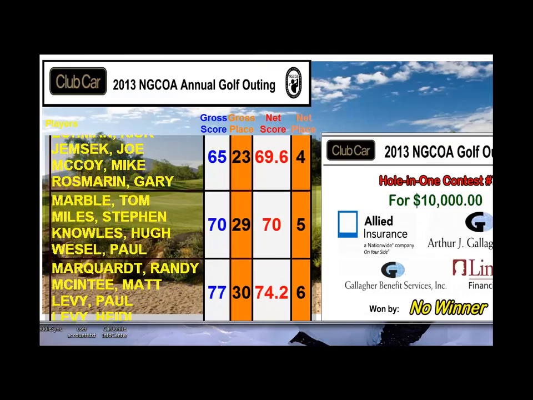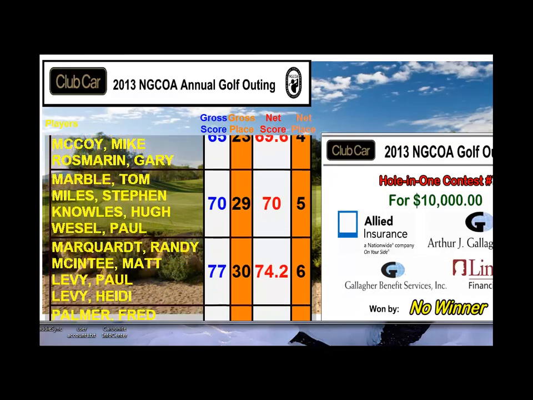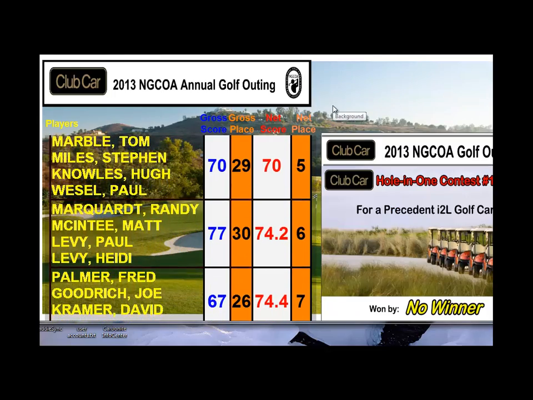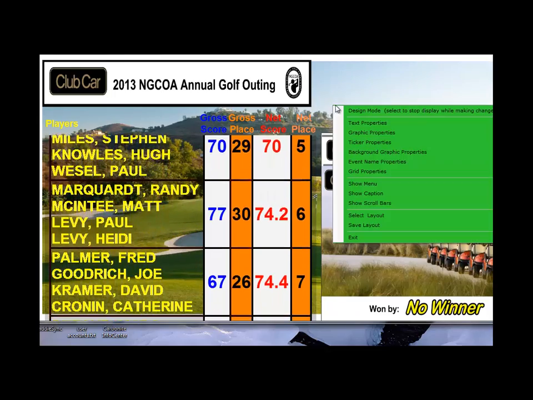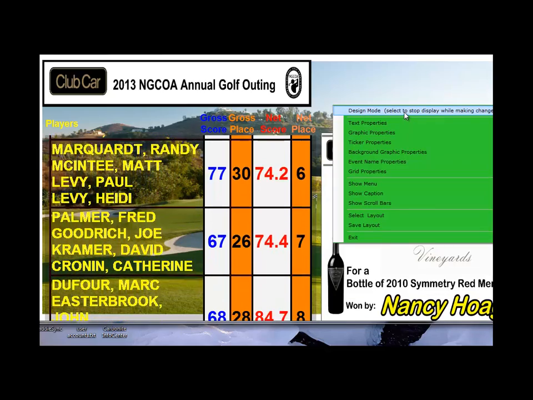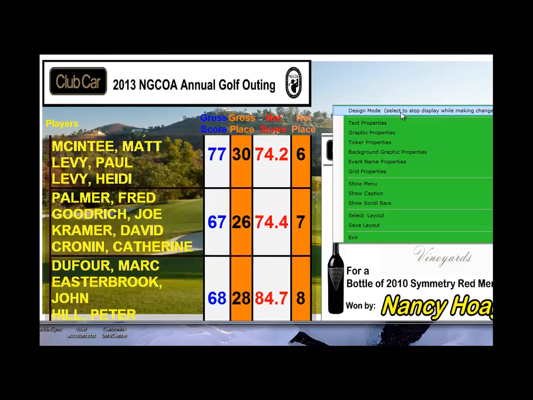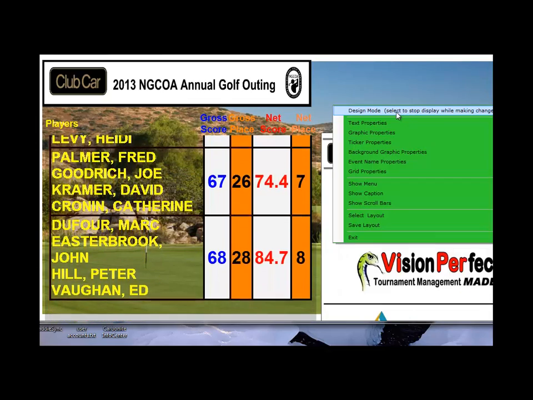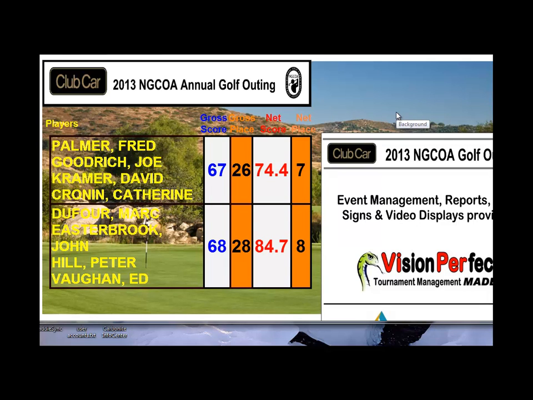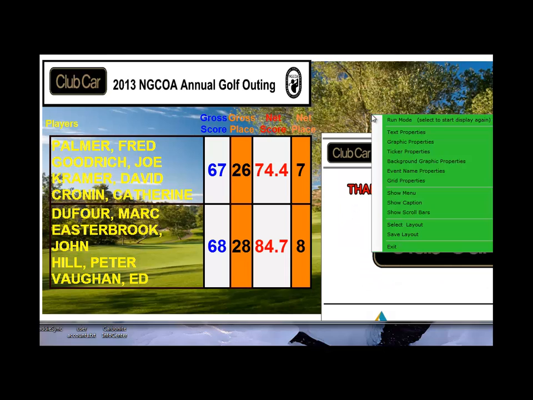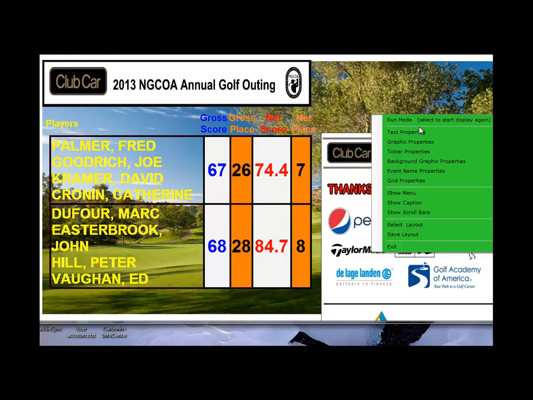Once you have selected an existing layout or created a new layout, you can begin to work with the design of the display. When you right-click on the screen, you will get an option list of things that you can change within the display. The first item in the list is a design mode selector, which you should select to stop the grid and stop screen. This enables you to more easily make design changes to the layout.